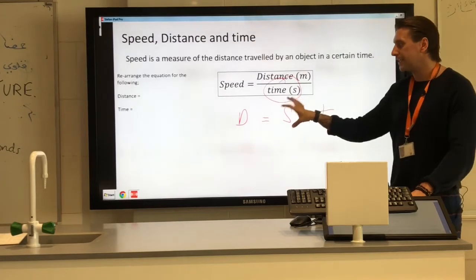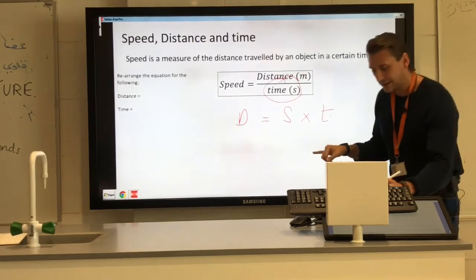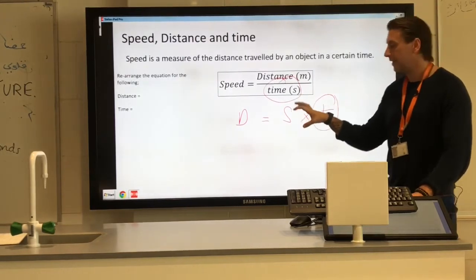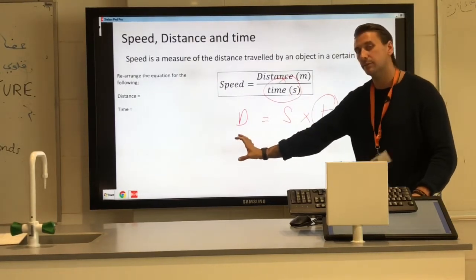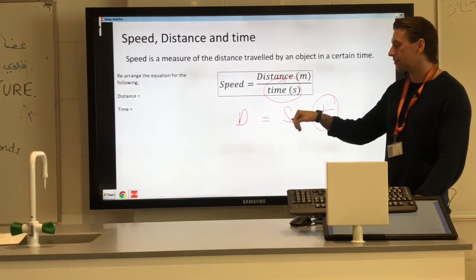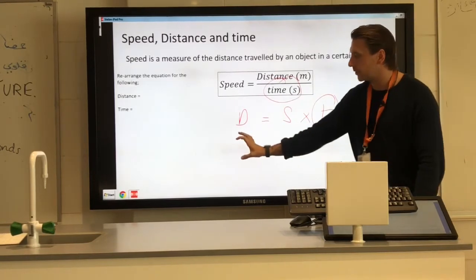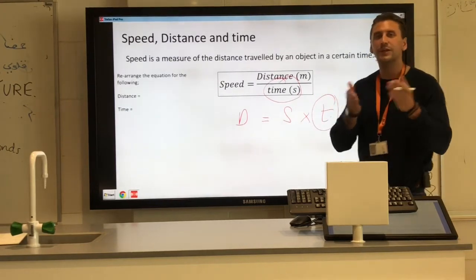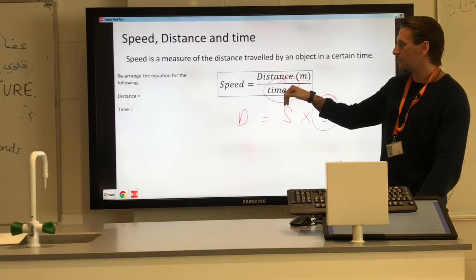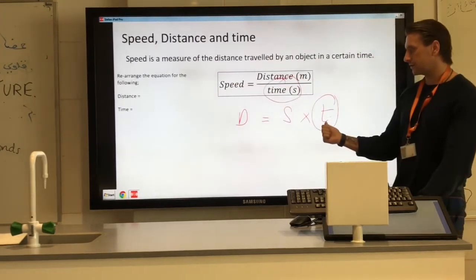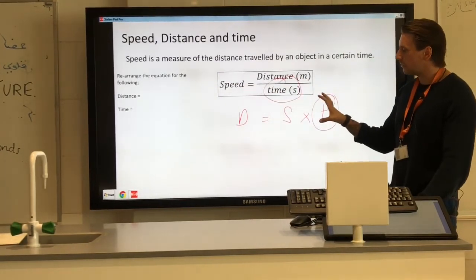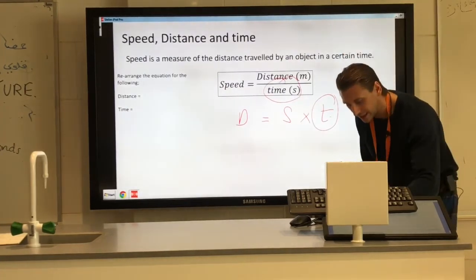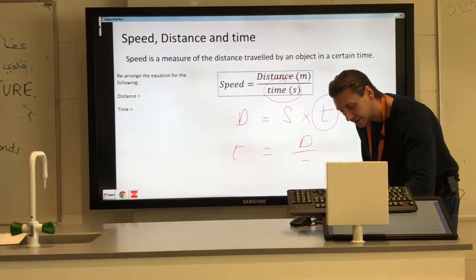But then I don't need speed on this side because I'm looking for time. So if I still circle the one I'm looking for, speed is the one that I now need to move. I will take this and I will move it to the bottom on this side. Because this is on the top and it's times, I take it to the bottom on the other side, which is divide. And in maths, when we're rearranging equations, we always do the opposite to what we have. So this was divide, I timesed it to the top. Now I need t on its own. This one is times, so I divide it to the bottom. So time equals distance divided by speed.